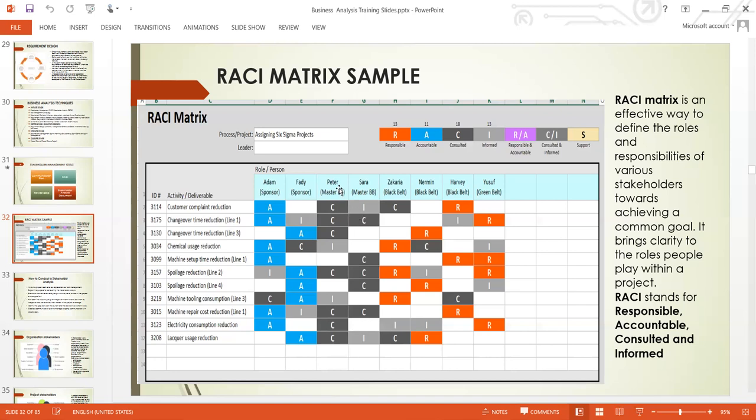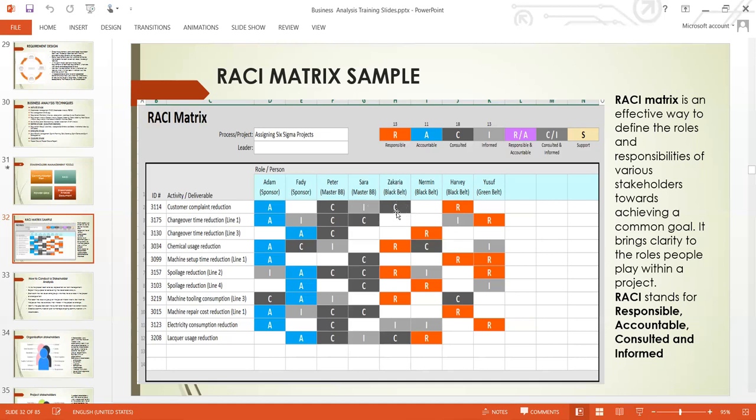And Peter here, being a subject matter expert in this particular activity, needs to be consulted on how to do this. And Sarah needs to be informed, because Sarah might be the person that will be using the solution at the end. She might be the end user of this deliverable, so she needs to be informed on what is going on, because she's very interested in this activity or deliverable.